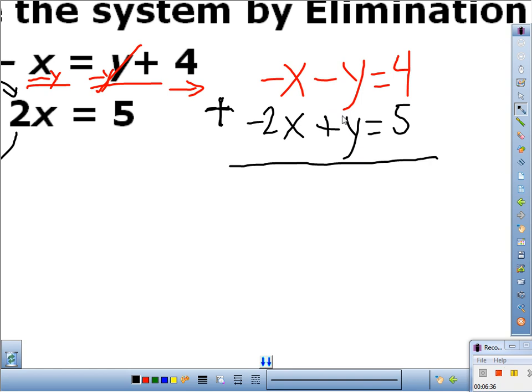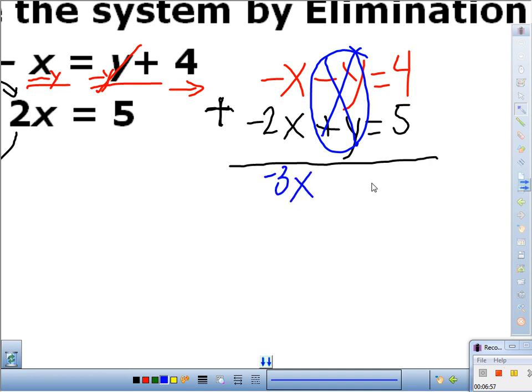So can we eliminate now? Yes, so let's eliminate the y's. These cancel because it's a zero pair. We're left with negative 3x equals 9. Can we solve now for x? Yes, divide by negative 3. Divide by negative 3. x equals negative 3.